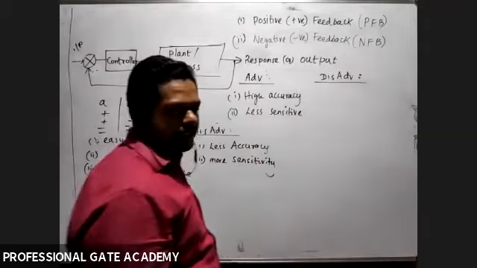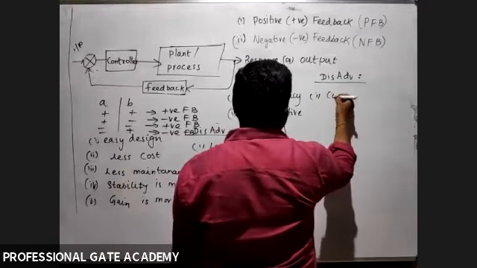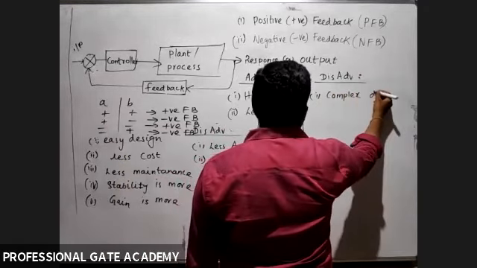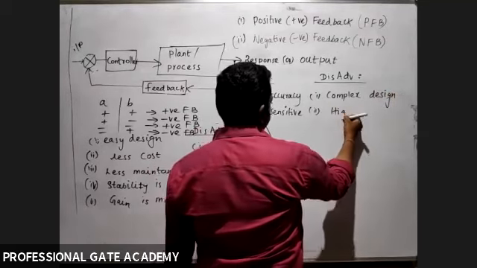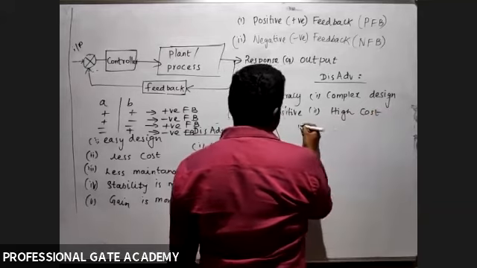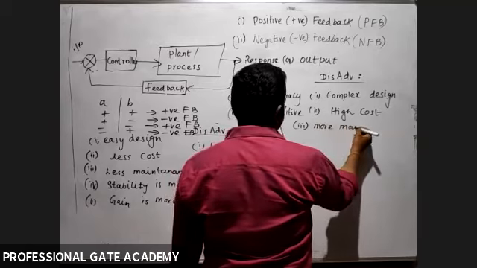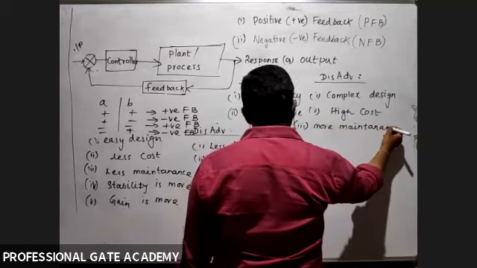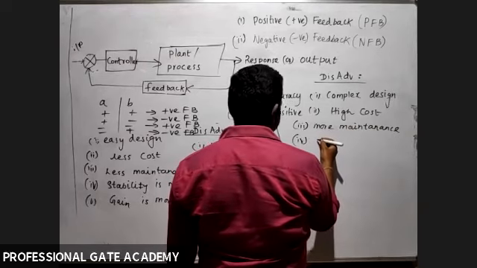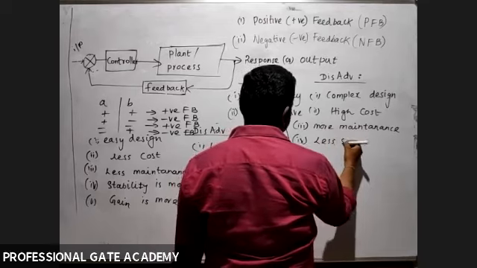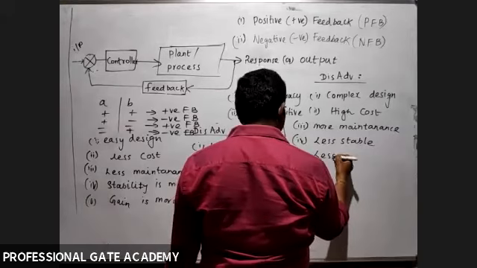Next, the disadvantages we can write. Is the design simple or complex? Yes, complex design. So automatically to implement this we need more cost. Third, more maintenance needed. Is the stability and gain of the system more or less? Less stability, less stable, and less gain.